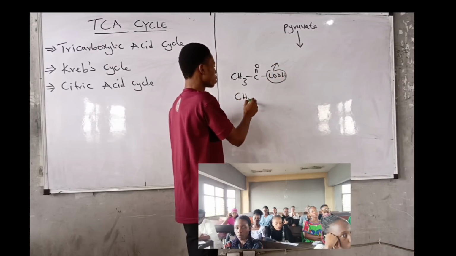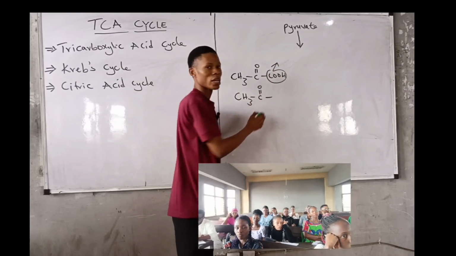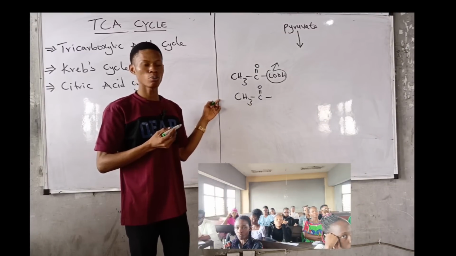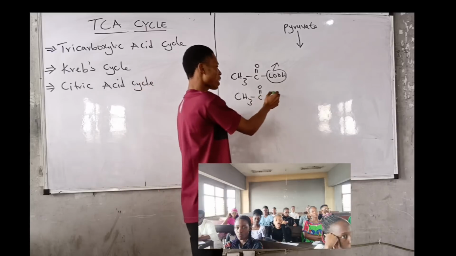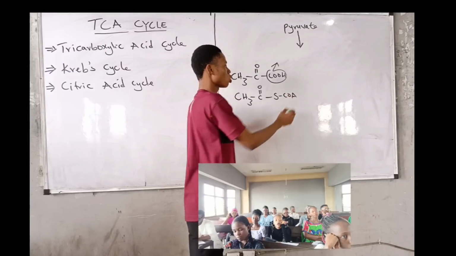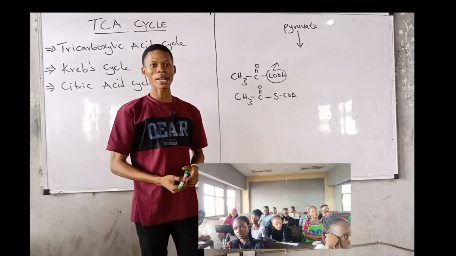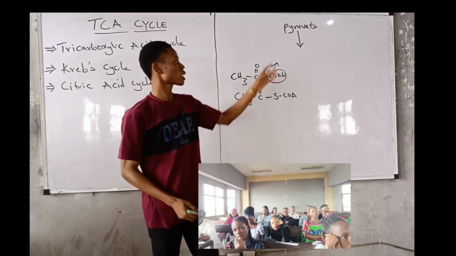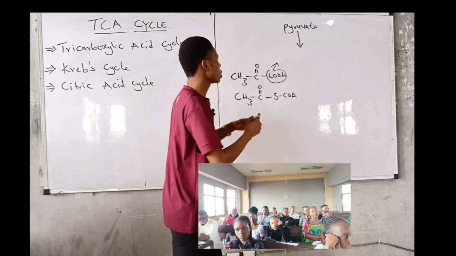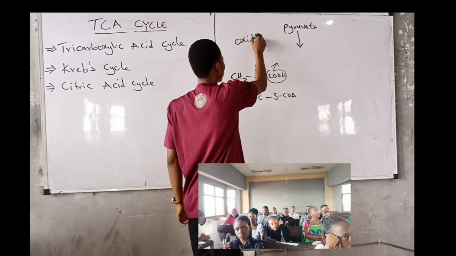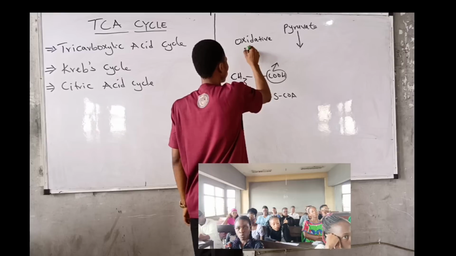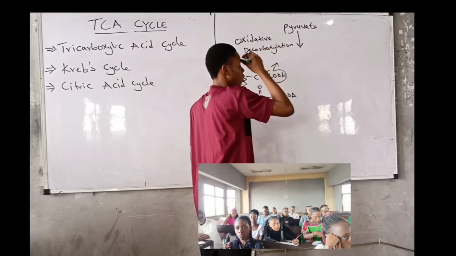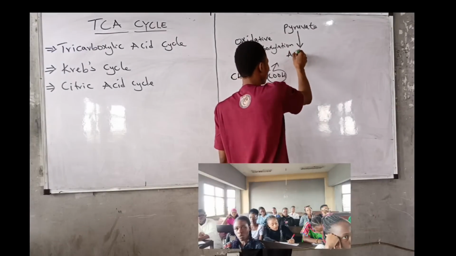If this is removed, we will be left with what? This, right? And this acetyl group. Is it not? Acetyl group. This is acetyl group. If you attach coenzyme A to acetyl group, what do you have? Acetyl-CoA. This is acetyl-CoA. Now, first, pyruvate undergoes oxidative decarboxylation to form acetyl-CoA.